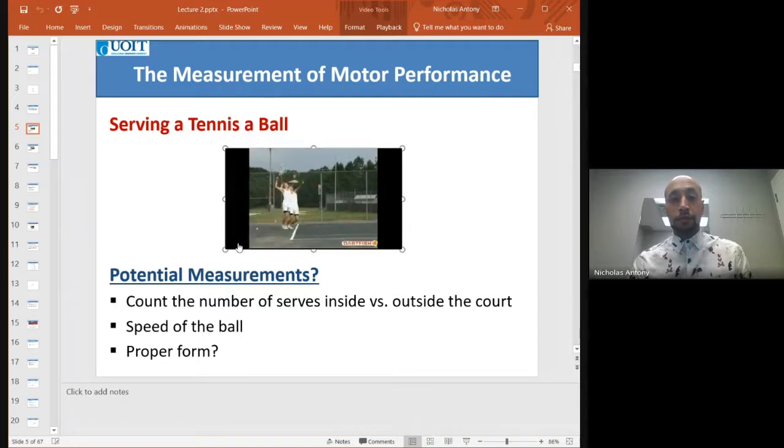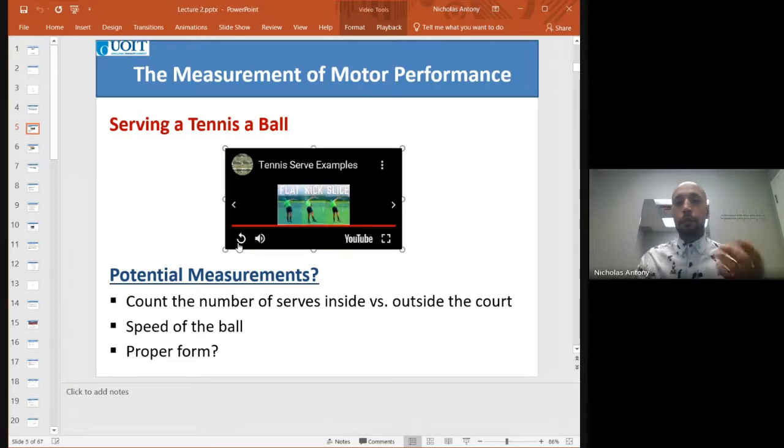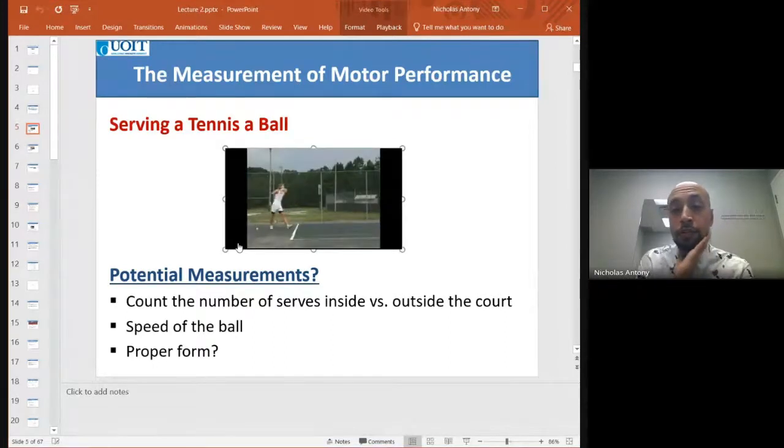Dude is serving. So think about this. Part of the problem with measuring motor skills is that it's hard to grade someone.